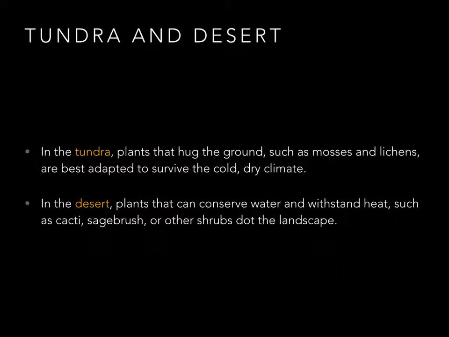Tundra and desert. In the tundra, plants hug the ground, plants like mosses and lichens. These types of plants are best adapted to survive this cold, dry climate. In the desert, plants can conserve water and withstand heat. Plants like cacti, sagebrush, or other shrubs, these are the types of plants that dot the landscape.